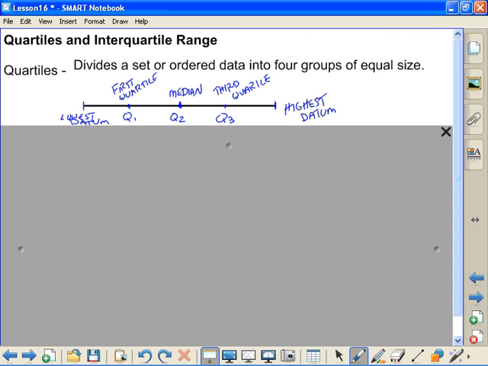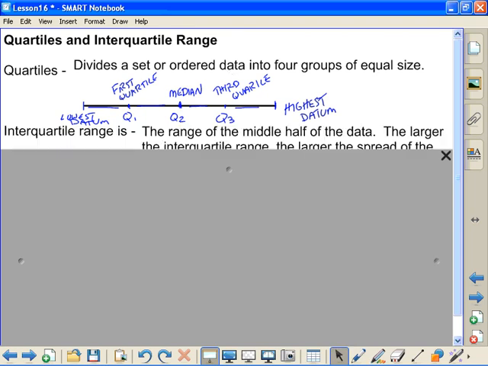So this just indicates spots within the data. There's an equal number of data points in the first, second, third and fourth quartiles. So each quartile has an equal number of data points in it.